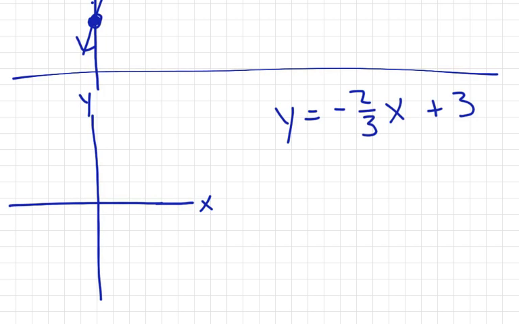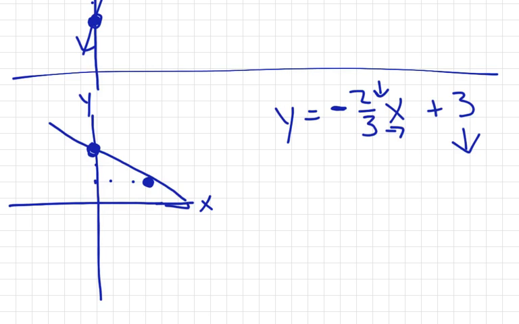Alright, so we've got y equals negative 2/3 x plus 3. Hit pause, graph it, and then come back and see if you did it correctly. Okay, my y-intercept is 3, so I'm going to go ahead and plot that. 1, 2, 3. My instructions or directions are telling me now to go down 2 because of the negative, and to the right 3. So I'm going to go down 2 and to the right 3.